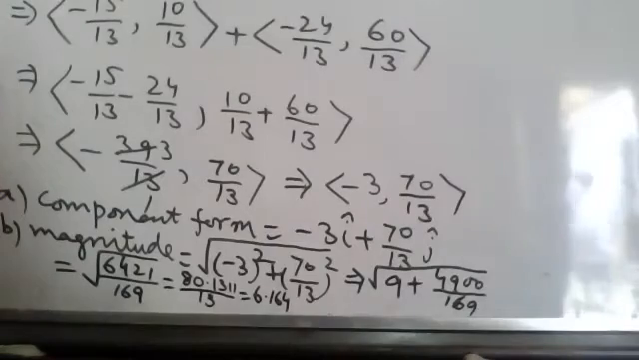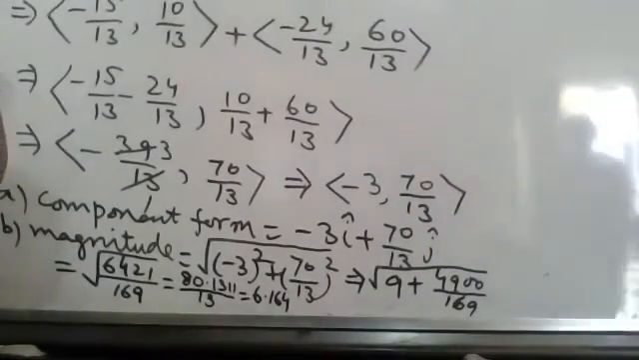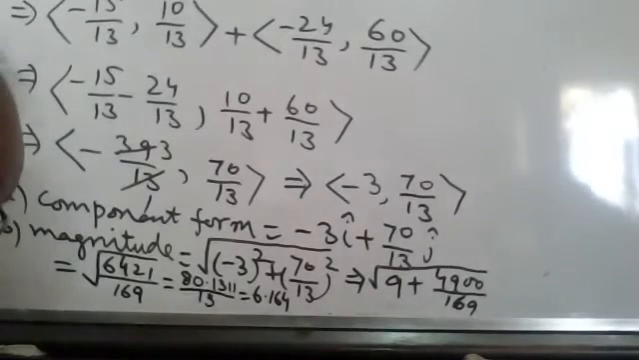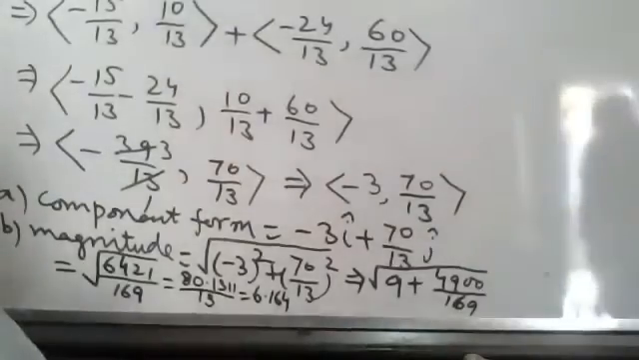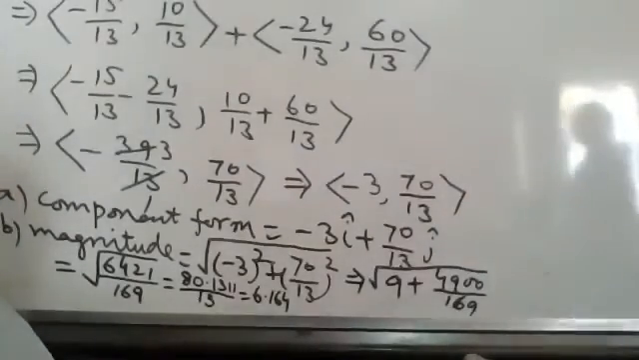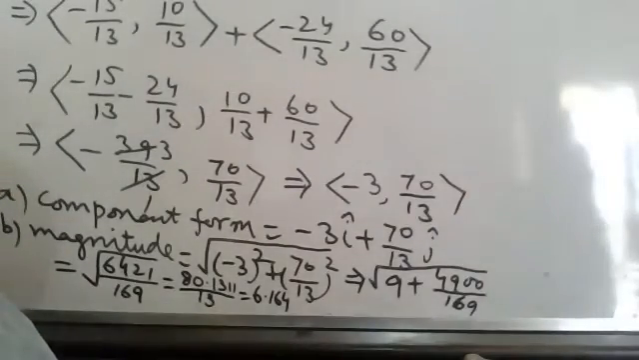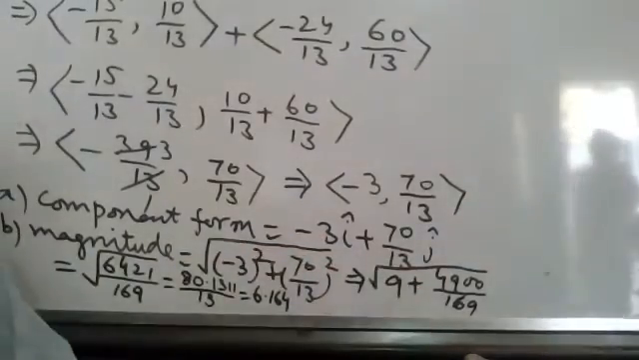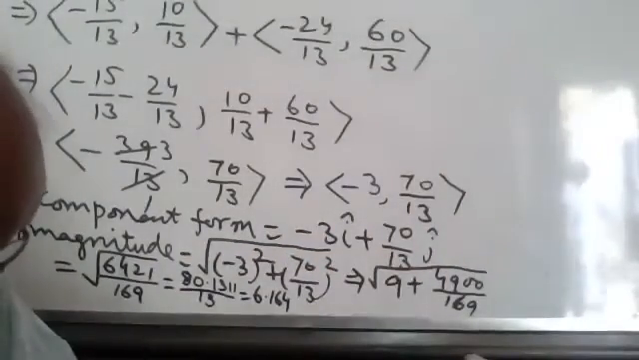Now in exercises 9 to 16, find the component form of the vectors PQ, where P is (1, 3) and Q is (2, -1). So we will do as we have already done. PQ will be equal to the components of Q minus the components of P, and we will write in IJK form. That will be the component form.